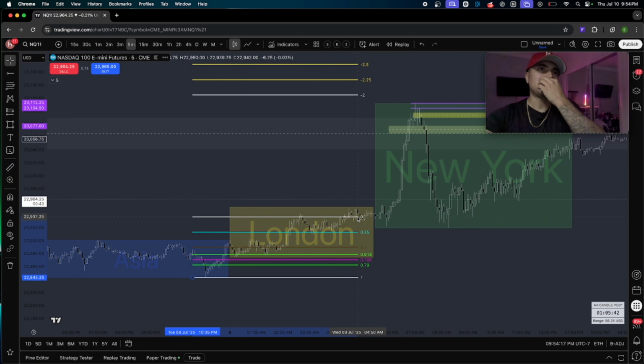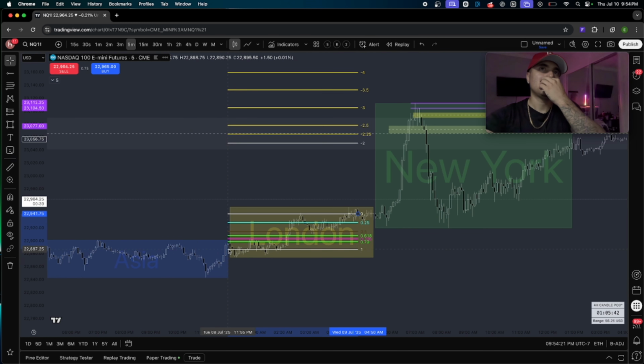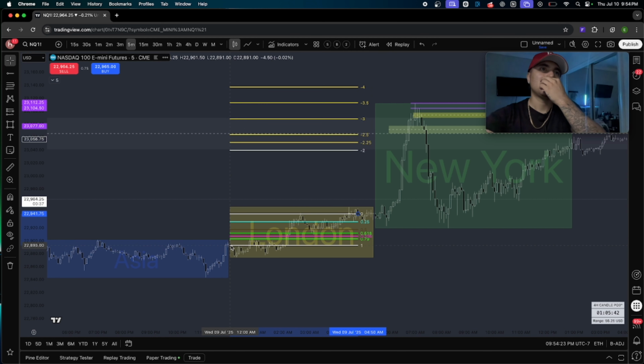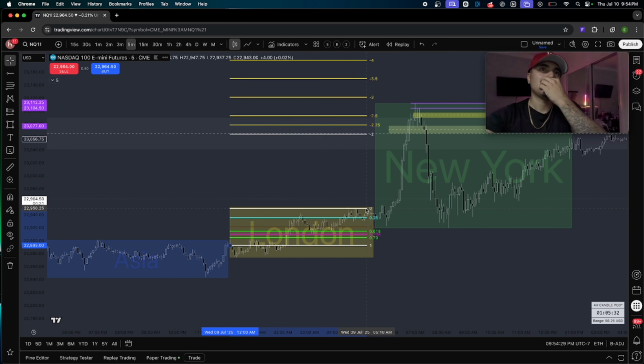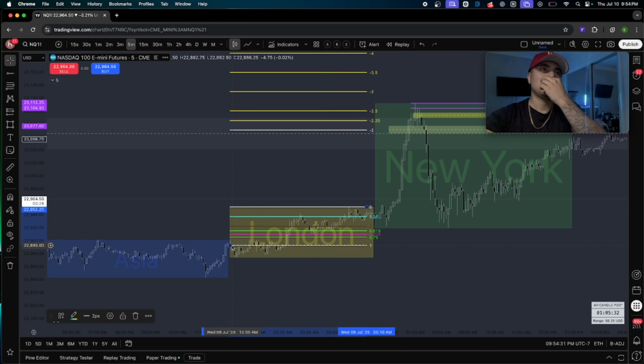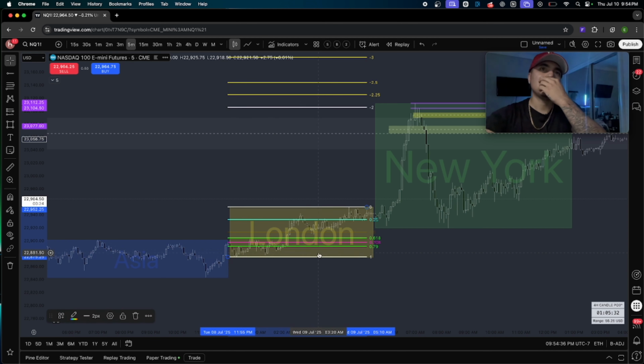The manipulation leg. Let me see. Oh, okay. That's the manipulation leg. Is it the London high to the London low? Kind of, actually. Hey, there we go. It lines up with the -2.